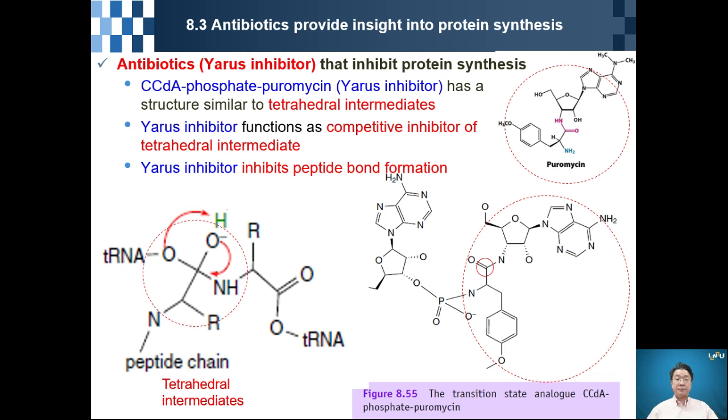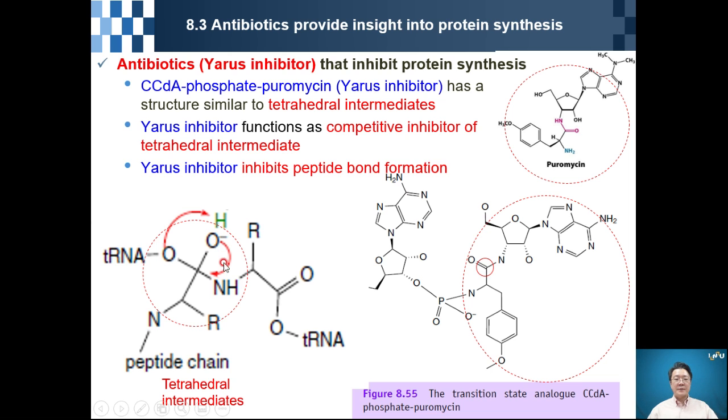So this is the tetrahedral intermediate, and after resonance happens, it will make this kind of structure. CCdA-phosphate-puromycin has a structure similar to the tetrahedral intermediate. It means that the inhibitor functions as a competitive inhibitor of the tetrahedral intermediate. So it means that the inhibitor inhibits peptide bond formation.